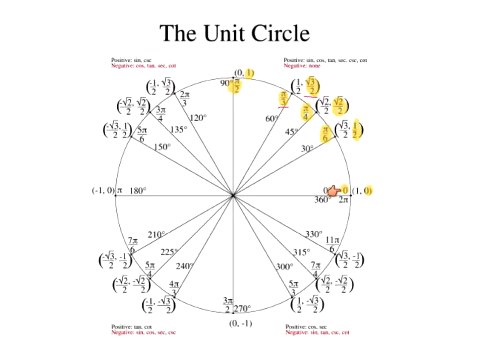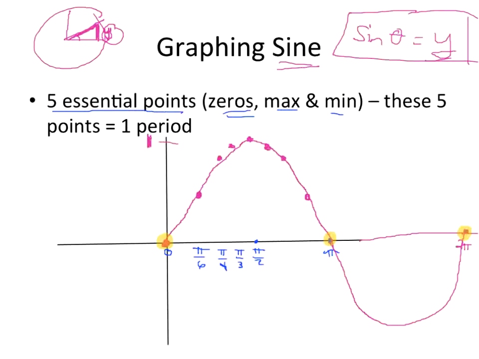Let me grab my pointer. Your y is 0 when we're at 0. Your y is 0 when we're at pi. And then our y is 0 all the way back here at 2 pi. So at 2 pi, our y is also 0. So we've come full circle at that point. So I have 1, 2, 3 zeros.